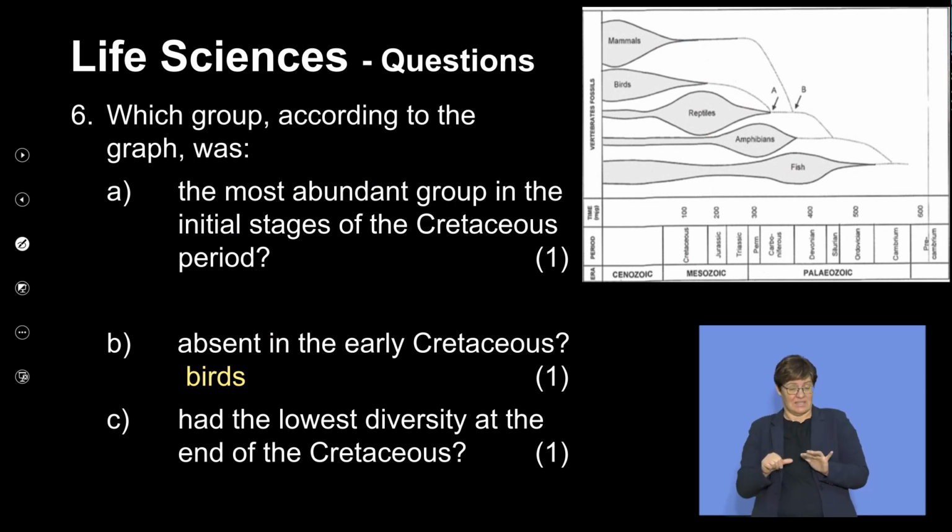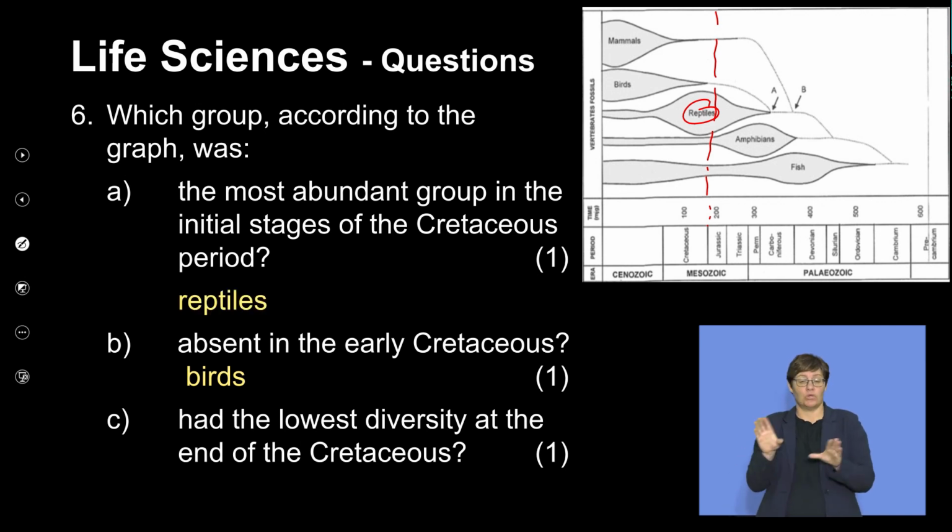Then again, looking at the graph, which group was the most abundant at the beginning of the Cretaceous period? We draw a line, and that's obviously the reptiles. Then, which group was not present in the early Cretaceous? That's the birds. And which animal group had the lowest diversity at the end of the Cretaceous? Remember, lowest diversity means the narrowest bar. And that was the reptiles.